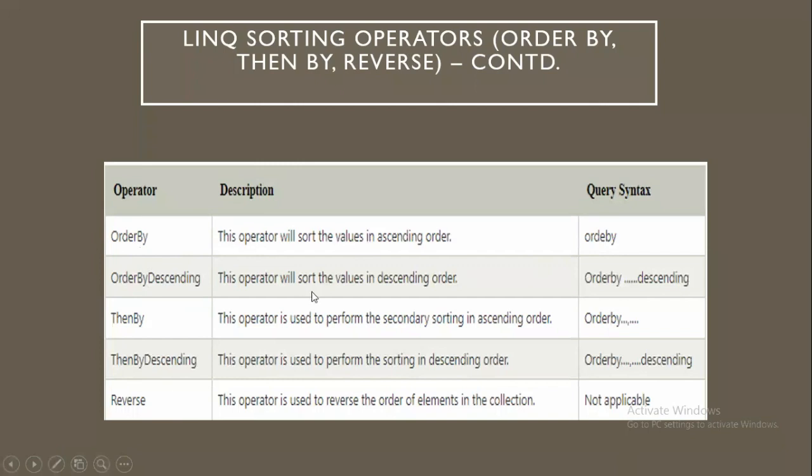Order by descending means the operator will sort the values in descending order. Then by, the operator is used to perform the secondary sorting in ascending order. Use order by and then use then by. Then by descending, this operator is used to perform sorting in descending order. First you have to use order by, then order by descending, and then do it. Reverse, the operator is used to reverse the order of the elements. Query syntax not applicable.